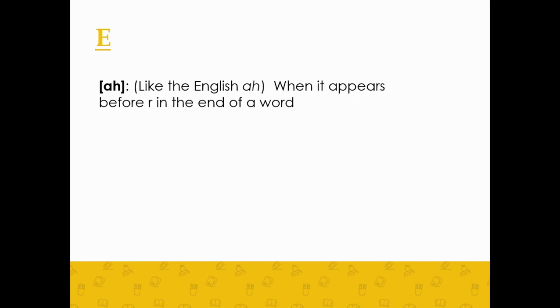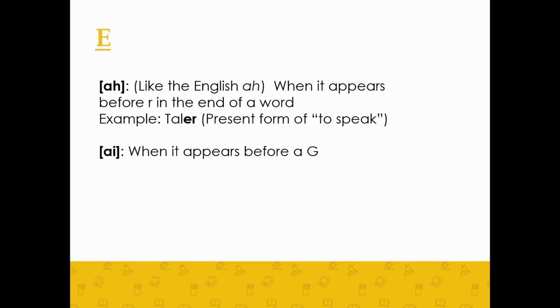E can also be pronounced as A, like the English "a". This comes when it appears before R in the end of a word. Examples could be taler. This is the present form of to speak. E can also be pronounced as I when it appears before a G. Example, jeg, leg.